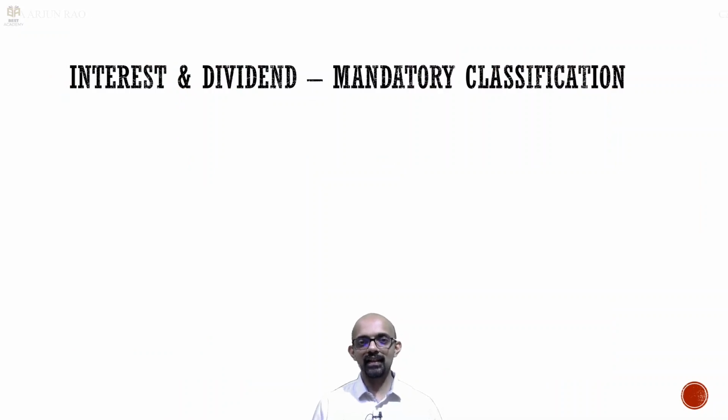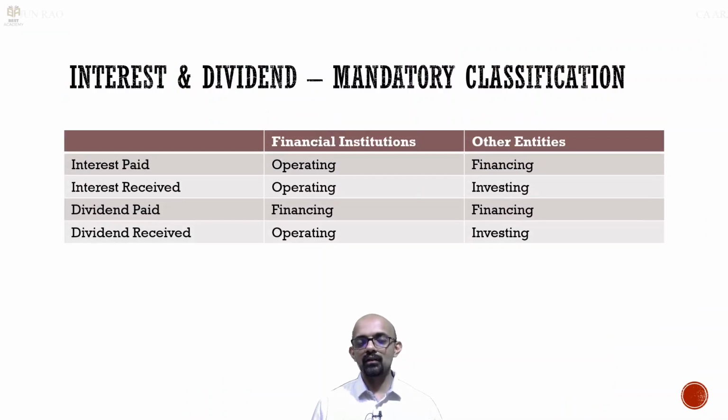Next is interest and dividend. So, Ind AS 7 clearly specifies how to classify interest and dividend. So, for financial institutions, only dividend paid will be financing, everything else will be operating. Interest paid, interest received, dividend received, they are all operating. For other entities, paid is financing, received is investing. Interest paid, dividend paid is financing. Interest received, dividend received is investing.